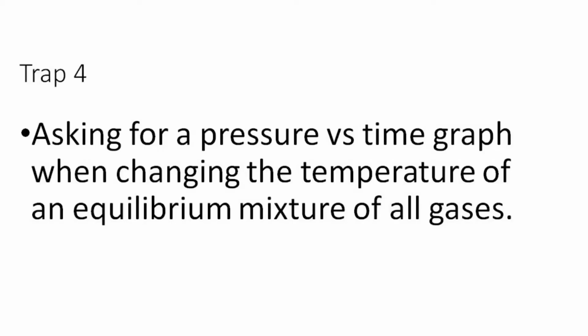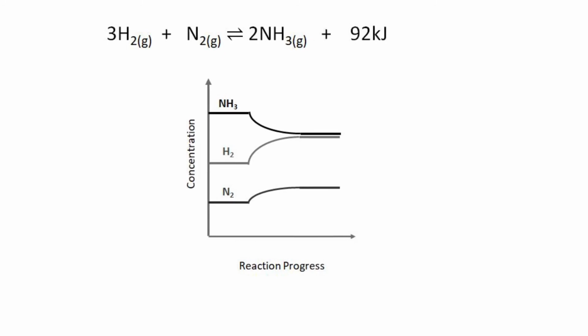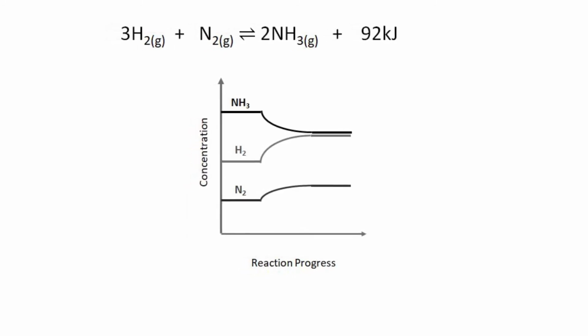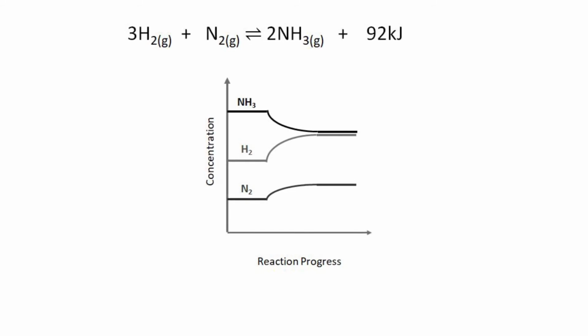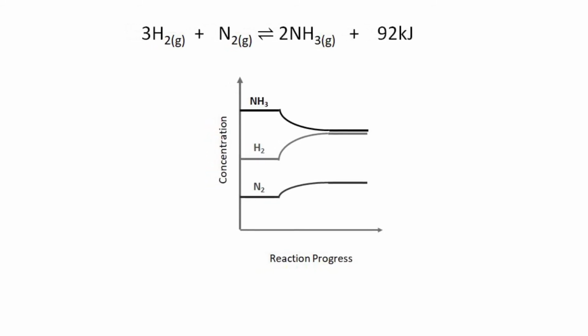Here's trap number 4. We can get so used to looking at rate and concentration graphs that when we're asked for a pressure versus time graph, we can get thrown. If we have the Haber process, as we've seen before, and the temperature is increased, we know that the endothermic reaction will be favoured, and the reaction will shift to the left. The graph will look like this for the concentration versus time graph.